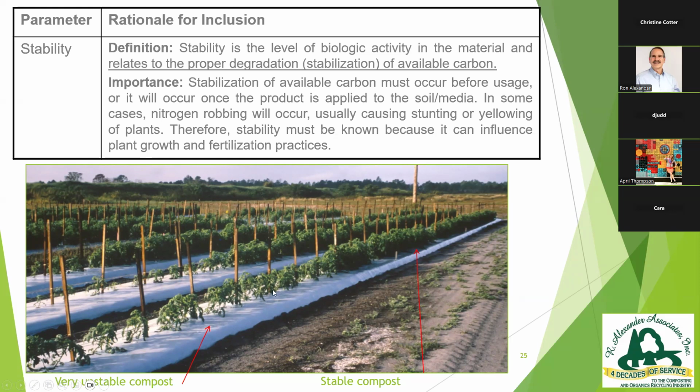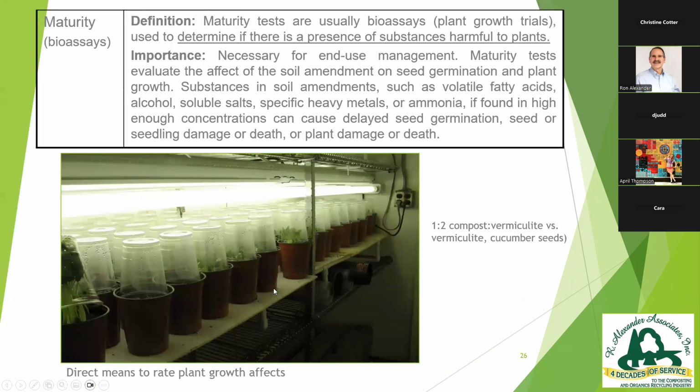Pretty cool stuff, right? And then maturity test is a growth screening test where we take one part of the soil amendment, typically compost, and 2 parts vermiculite, and we blend it up and we plant seeds and we compare the growth of the cucumber seeds to the blend versus pure vermiculite. And we measure plant growth. And really what we're looking for there is, are there any substances that are harmful to the plants in the soil amendment that we're adding?